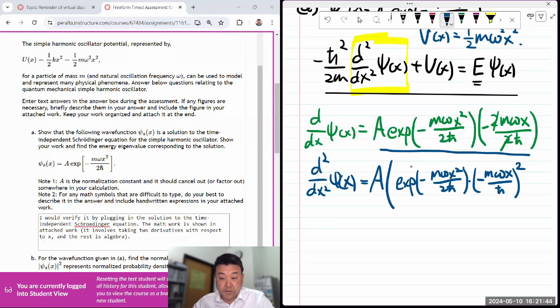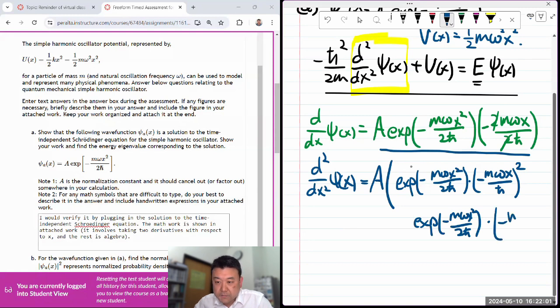Now for the product rule, I took the derivative of the first term times that. Now I have the product of the first term itself, not the derivative, because it's exponential, and then I need to take the derivative of this, which will give me minus m omega over h bar, because it's just linear in x. All right, that looks good so far. So the rest is algebra.